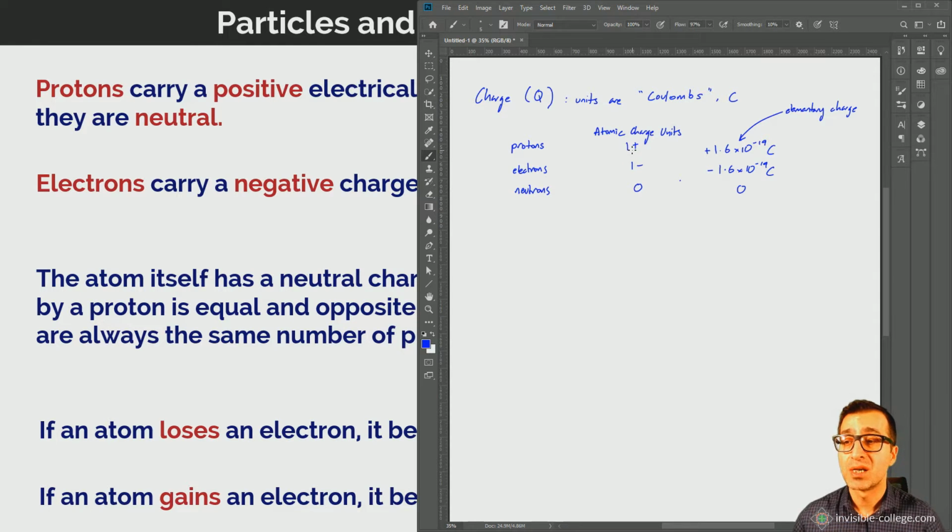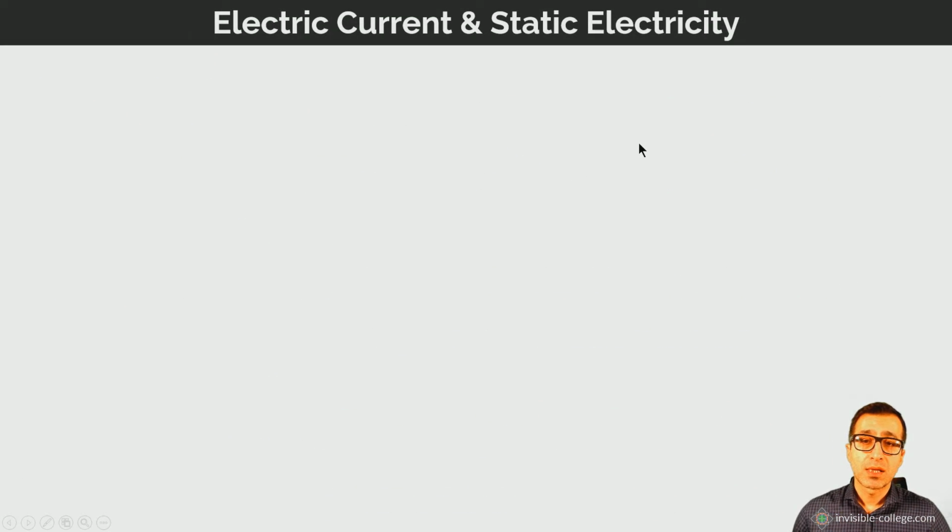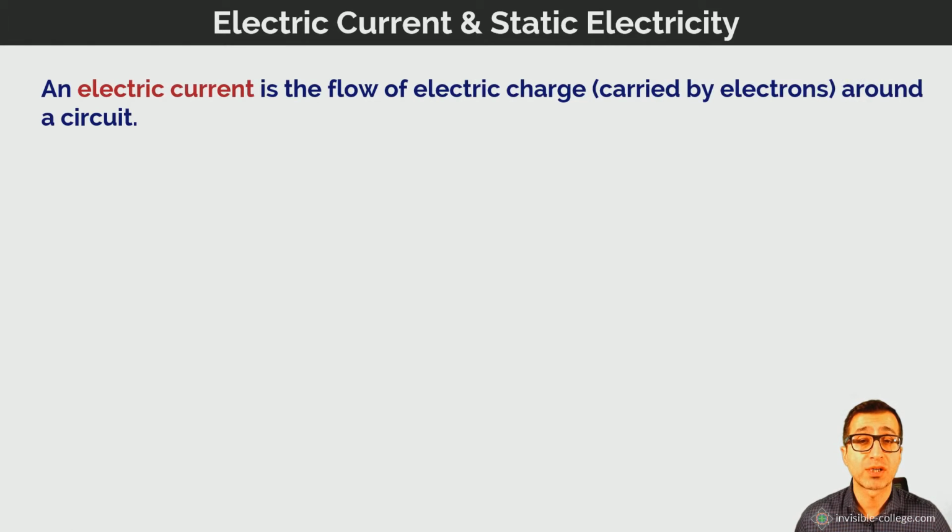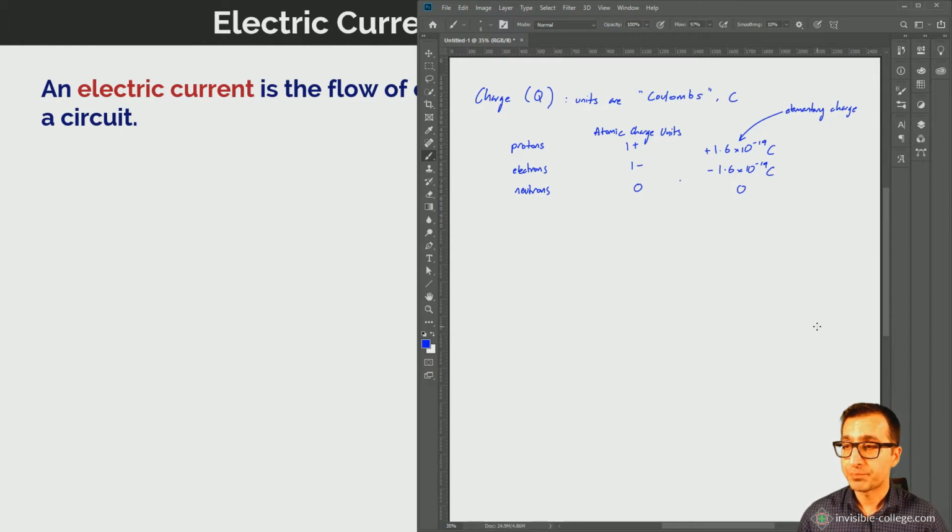So this is what charge is. It is a fundamental property of matter. It can be positive, it can be negative, and it is carried by particles such as protons and electrons. Electric current, as opposed to a static charge, is a moving charge. It is the flow of electric charge, and in electrical circuits it's carried by electrons. Going back to our definition of charge here, charge is given the symbol Q, and it's measured in coulombs.